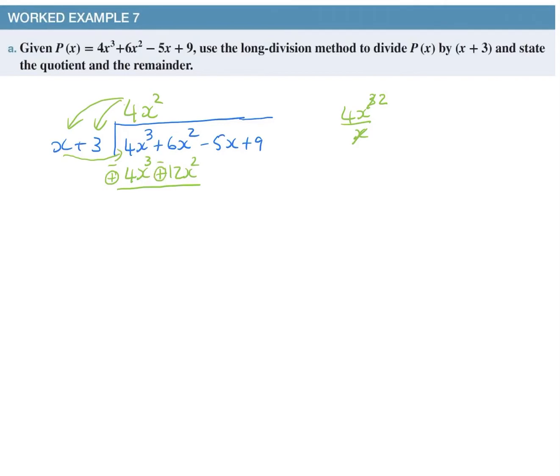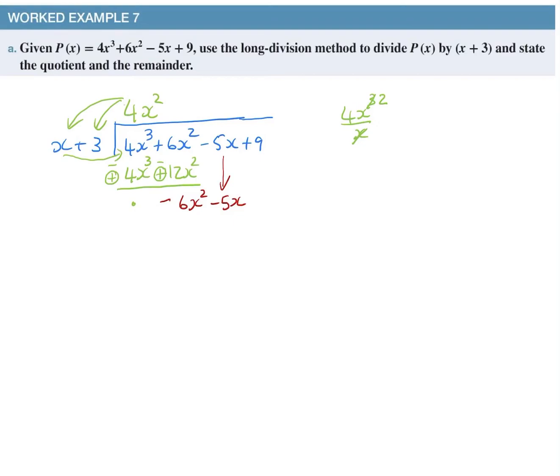So I will have 4x cubed take away 4x cubed, and this will give us 0. I'm going to change my pen color because I have plus 6x squared. Positive 6x squared take away 12x squared will give us negative 6x squared. What I'm now going to do is bring this negative 5x down. It becomes negative 5x down here.